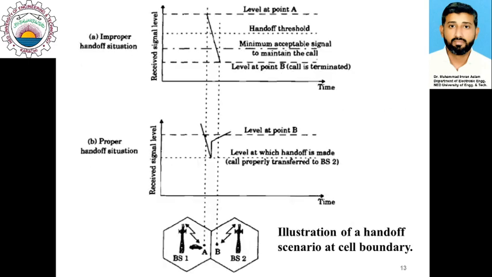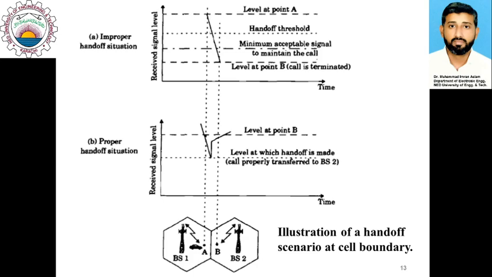This is a graphical illustration of how the handoff is completed. For example, we have two base stations, base station 1 and base station 2, represented here, and a mobile unit is moving from the coverage region of base station 1 to base station 2. As the mobile station is moving towards base station 2, it has to pass through this boundary. Before this boundary, for example at this level A, the signal level would have dropped to a sufficiently low level.